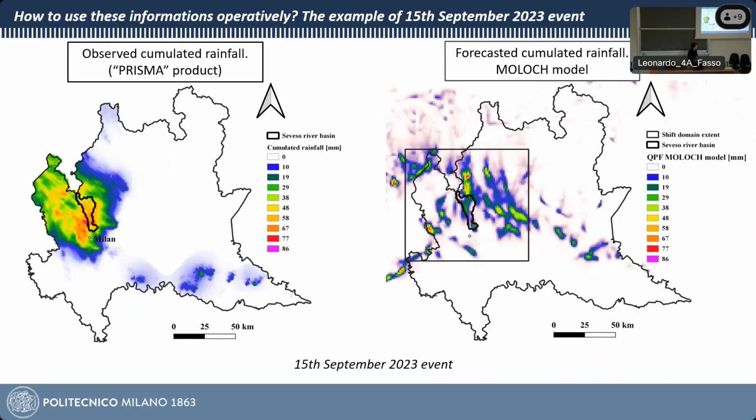We used this procedure for this event, which was a convective event that happened in September 2023. There was a small flood in Milan. It was a missed alert because most of the meteorological models weren't able to predict both the intensity and in particular the extension of the rainfall fields. And we tried to apply this procedure for this event.